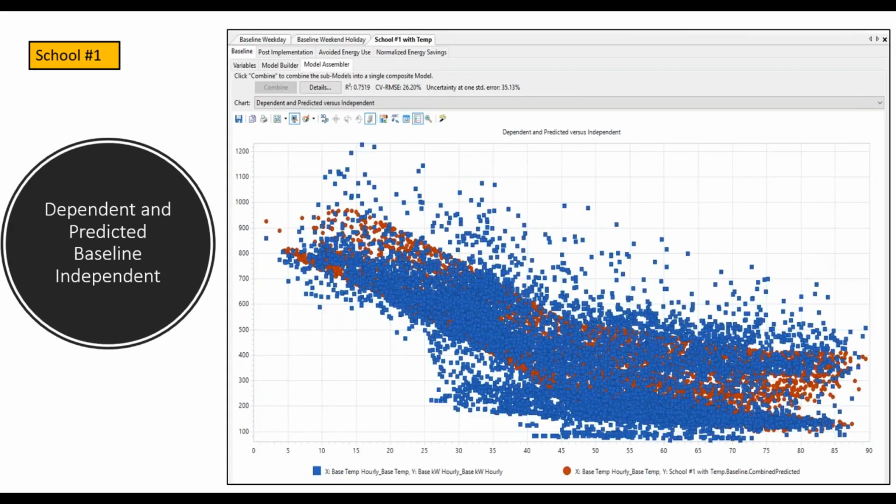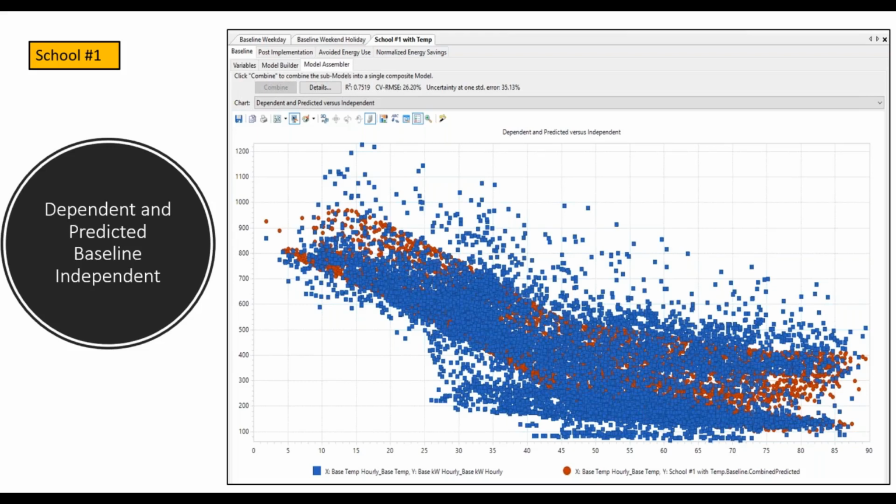This is showing basically the baseline and the actual, but instead of a time series, it's doing it against temperature. You can see this hockey stick shape that's typical of a heating dominated building, and the model, the red, is all a little more tightly clustered, which is always going to be the case with the model. You're used to maybe seeing the model as a single line, but you don't have that here. You've got this cloud, right?